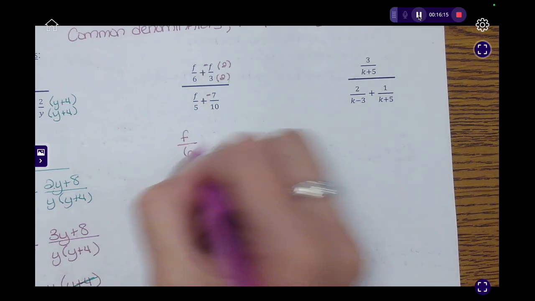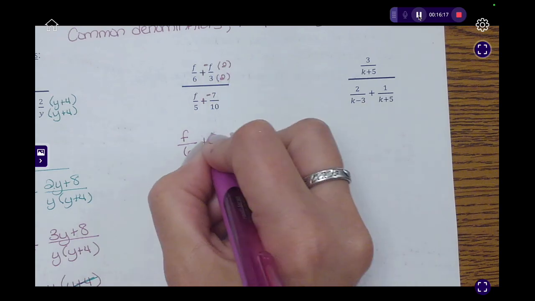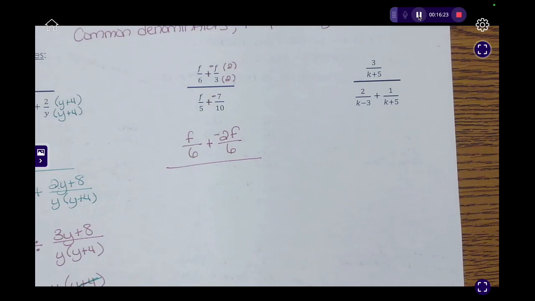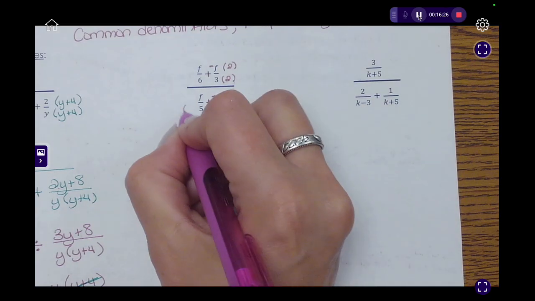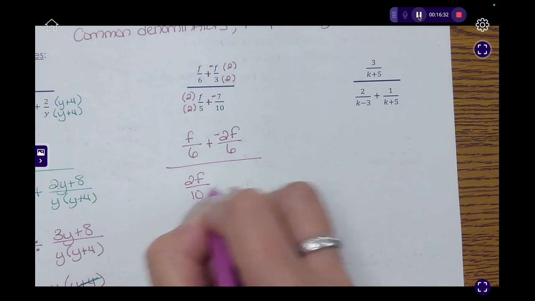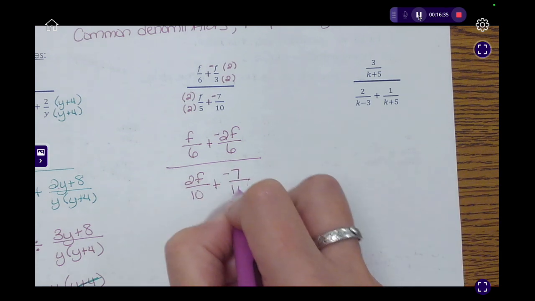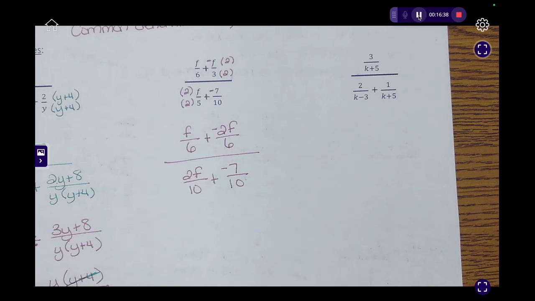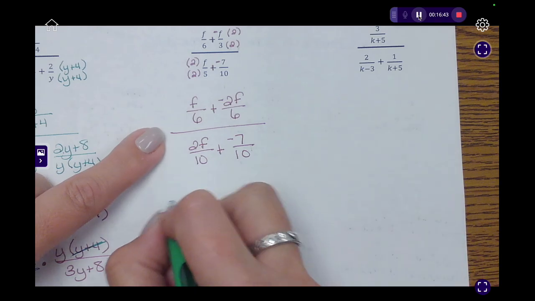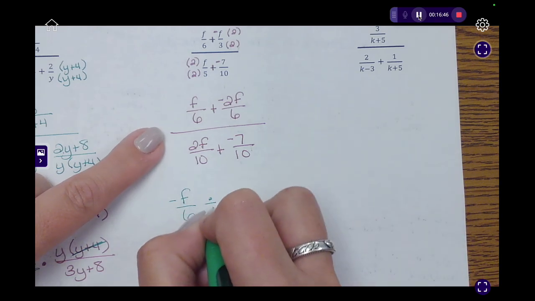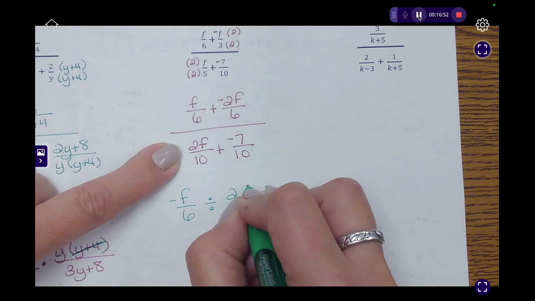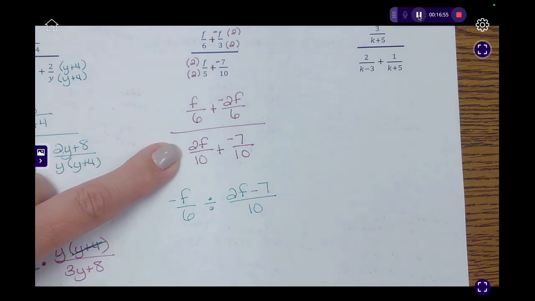So this one is staying the same. Plus, so 2 times negative f is negative 2f over 6. So that's the top part. On the bottom, I have a 5 and a 10, so that means I could multiply this side by 2. So that becomes 2f over 10 plus negative 7 over 10. Okay, so now I'm going to go ahead and rewrite that. So I'm going to go ahead and add f plus negative 2f. That's going to give me a negative f over 6 divided by this bottom part. So remember, I can't actually subtract those, so that's just going to be 2f minus 7 over 10.